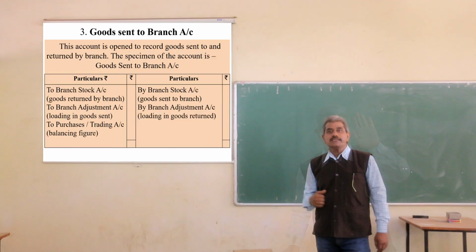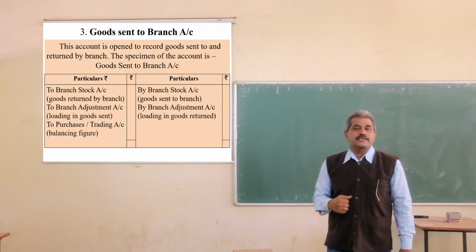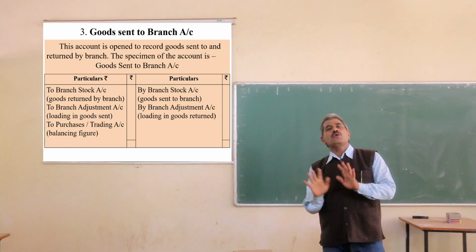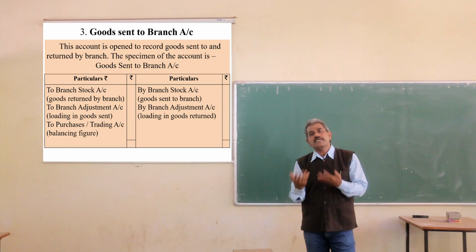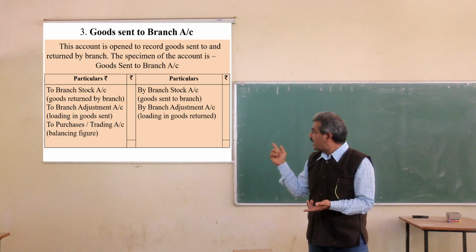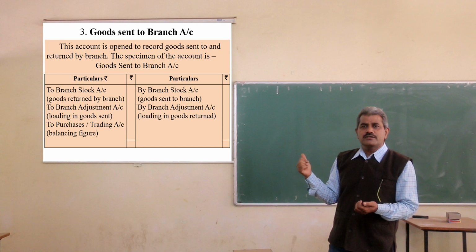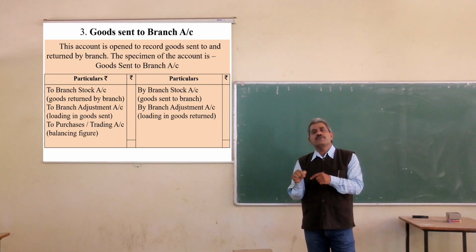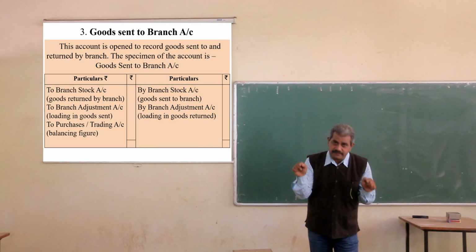Okay. Next is goods sent to branch account. This account is opened only to record the goods sent to the branch and goods returned by the branch. And to this account also we will record the loading.